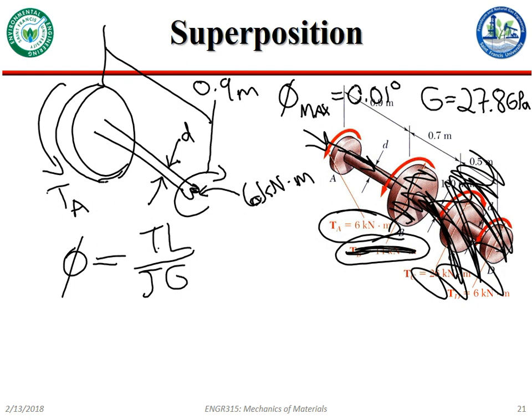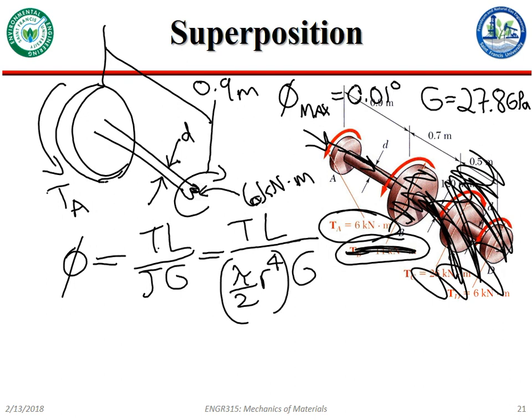Okay, so I have all this data. How do I figure out the diameter of the shaft that will yield that maximum angle of twist? Solve for J. Why J? What's in J? Pi r to the fourth over 2, right? Because for a solid shaft, we know that the polar moment of inertia is given as a function of the radius to the fourth power.